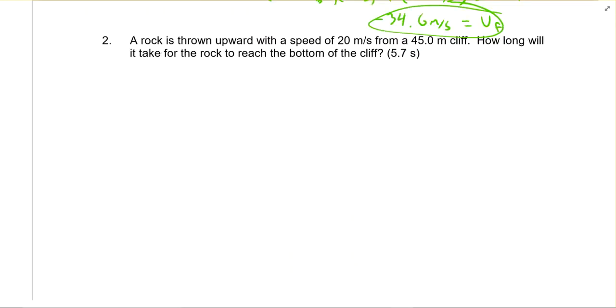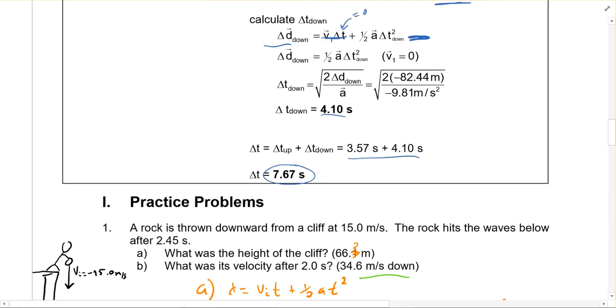Number 2 says a rock is thrown upward with a speed of 20 meters per second from a 45 meter cliff. How long will it take for the rock to reach the bottom of the cliff? So this one's actually really similar to the ones we went over up top here.